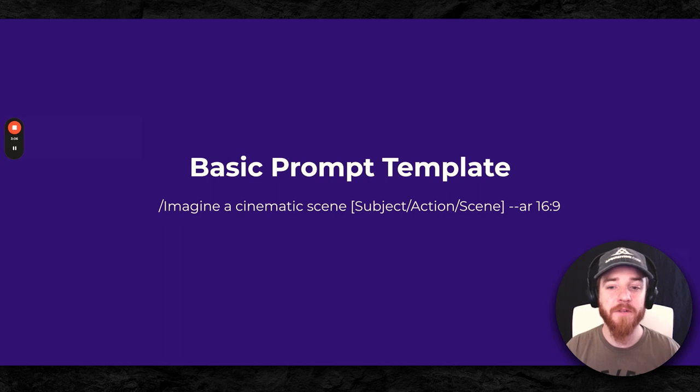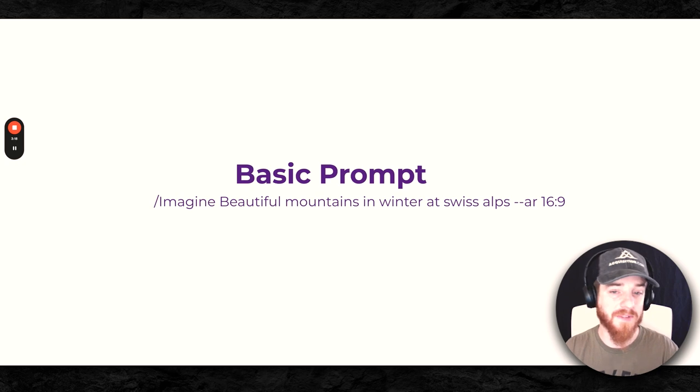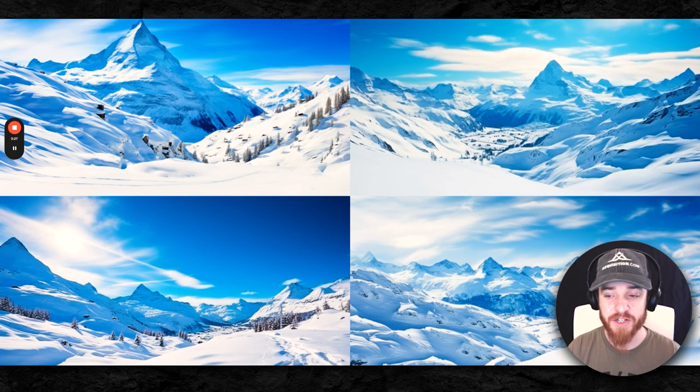All right, so here's your basic prompt template. This is what most people are using, which is your /imagine, a cinematic scene. You get your subject, your action, and then you're seeing with the aspect ratio of 16:9. Okay, let's use an example. Let's see what that actually looks like. So you have /imagine beautiful mountains in the winter at the Swiss Alps, aspect ratio of 16:9. Let's see what that looks like. Nice image.